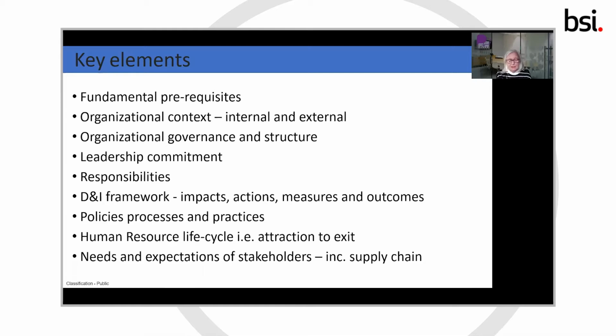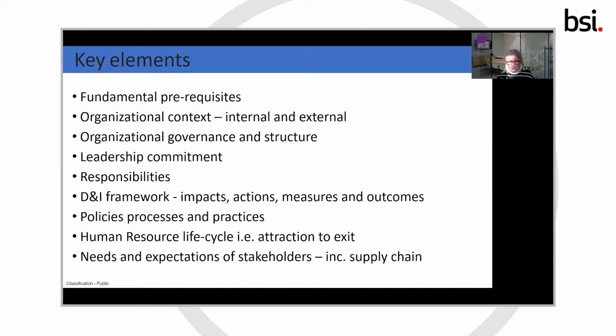Clause 7 is inclusive culture, which is very critical, the importance of developing and maintaining an inclusive culture in an organisation. Clause 8 is human resource life cycle from start to finish, so basically attracting, developing and employing people. Clause 9 is products and services. Clause 10, procurement and the supply chain. And clause 11, relationships with external stakeholders.